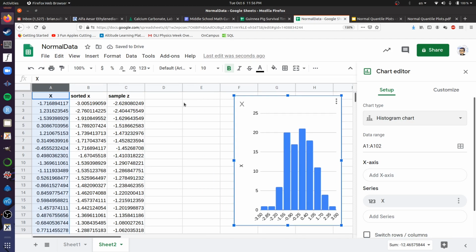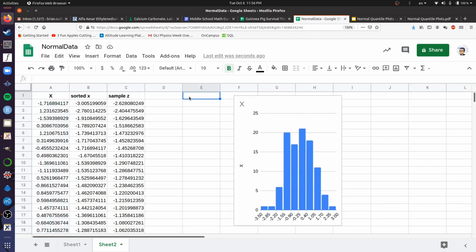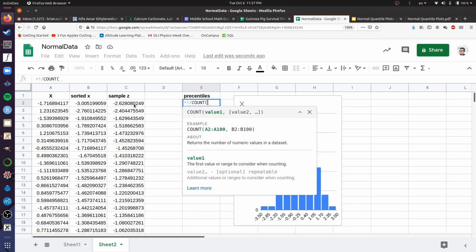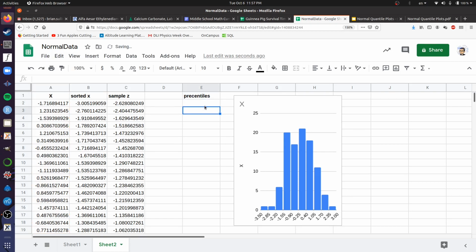There's our histogram. Now the next thing we want to do is generate some equally spaced percentiles. How many data points do I have? I can use a command to determine that without having to count them. I can say equals 1 divided by the number of data points. How many data points are there? I'll use this command, count. My number of data points here in the original data set is 100. So I got 0.01 for that value there.